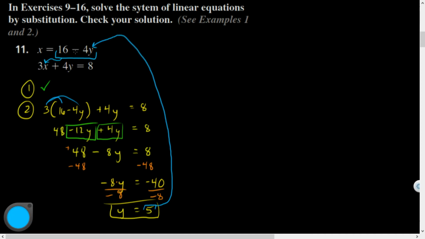And the easiest place to do that is in the equation that's already solved for x. And mathematicians, we be the efficiently lazy folk. I want to do the least amount of work and get the most product from it. So x is going to equal 16 minus 4, and instead of y, I'm writing 5. 16 minus 20.